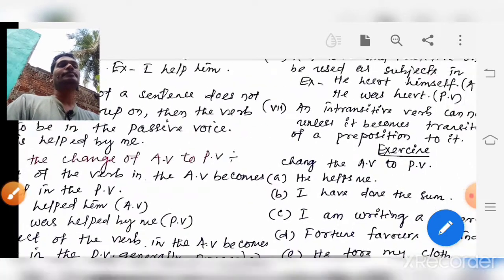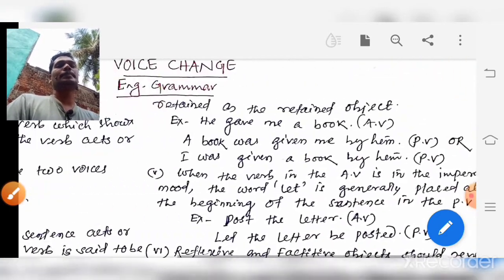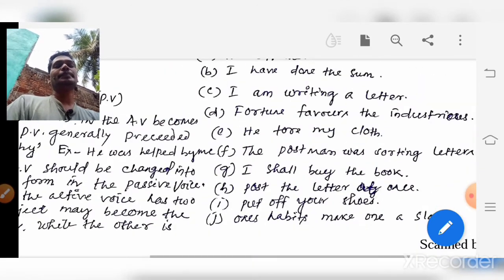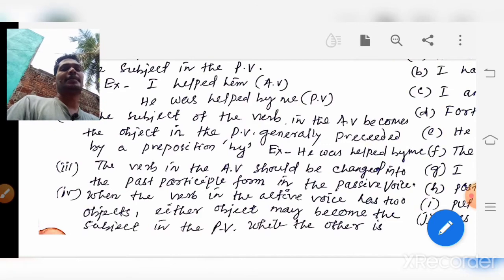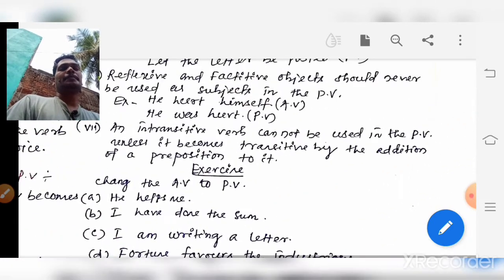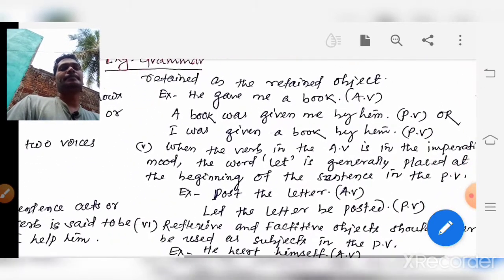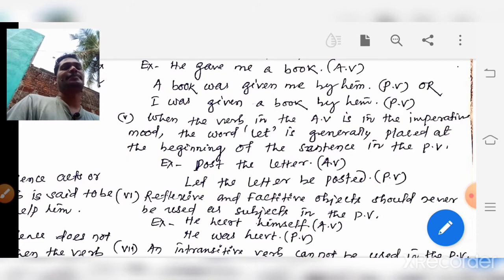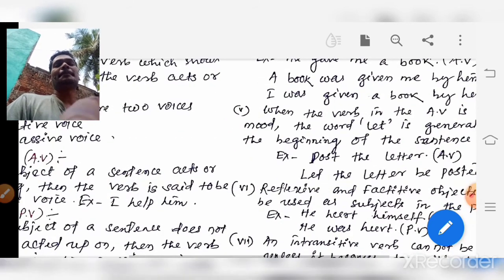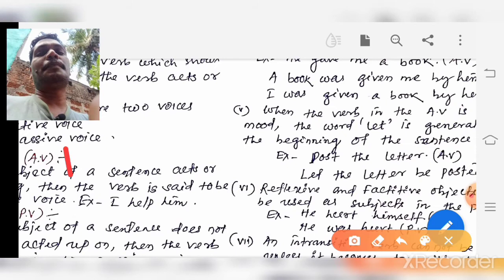Next, when the verb in the active voice is in the imperative mood, the word let is generally placed at the beginning of the sentence in the passive voice. Let's see. Post the letter.